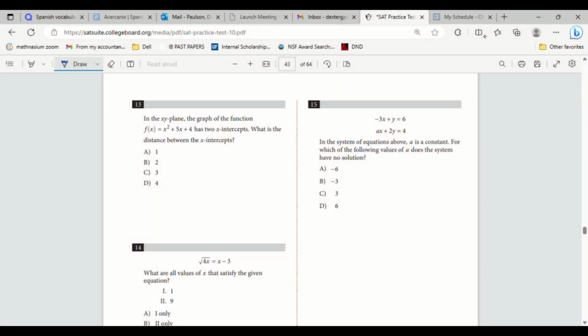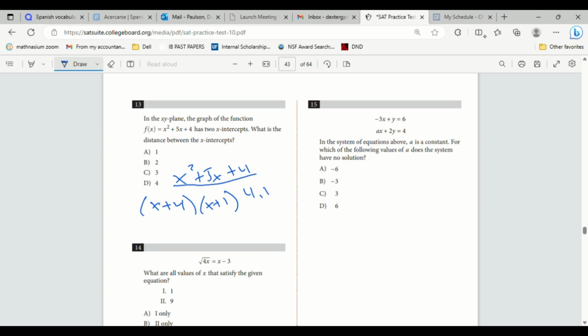Number 13, in the xy plane, the graph of the function f of x equals x squared plus 5x plus 4 has two x-intercepts. What is the distance between the x-intercepts? So let's first find these two x-intercepts. We have x squared plus 5x plus 4. We need factors of 4 that multiply to get 4 and add to get 5. Well, we can use factors 4 and 1. So x plus 4 times x plus 1 is the factored form of x squared plus 5x plus 4.